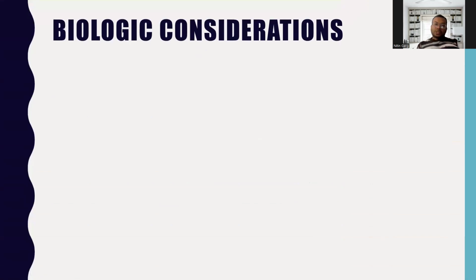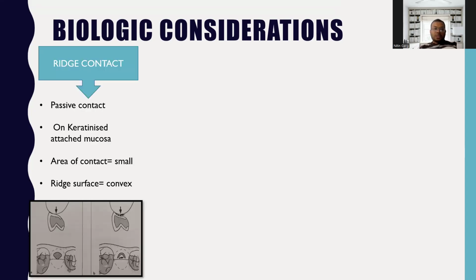Now, coming on to the considerations, what are the biological considerations that you have to keep in mind for designing the Pontic? First is the ridge contact. Your Pontic should have a passive contact with the mucosa, with your residual ridge. It should not have active contact, otherwise it might cause blanching of the tissue, and it should be on the keratinized attached mucosa. It should have as small an area of contact as possible, and the ridge surface should be convex.